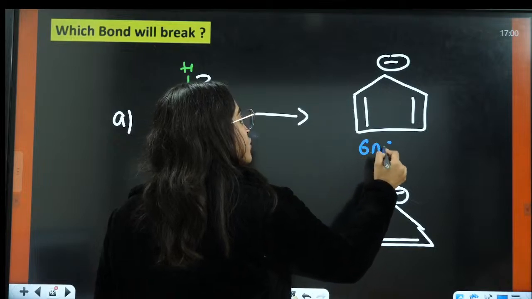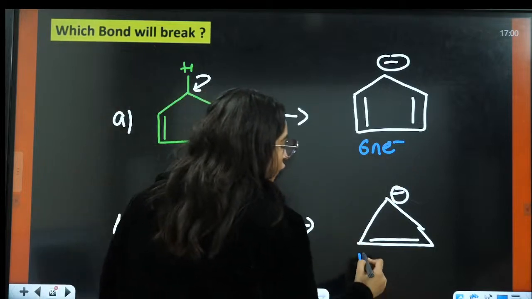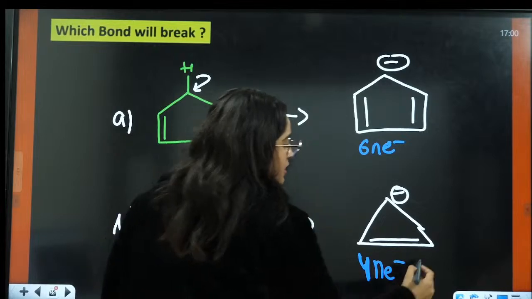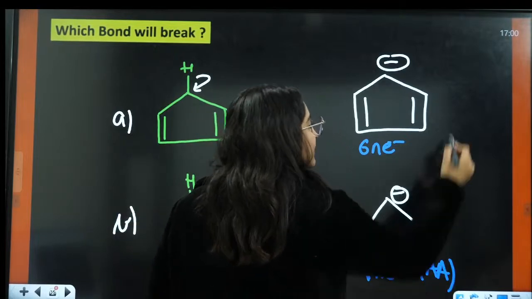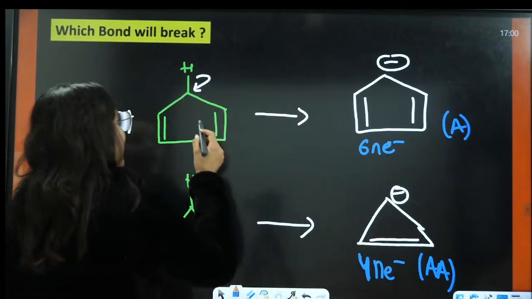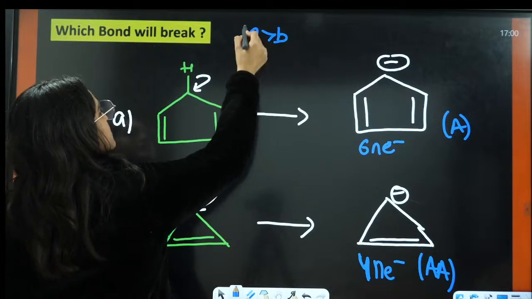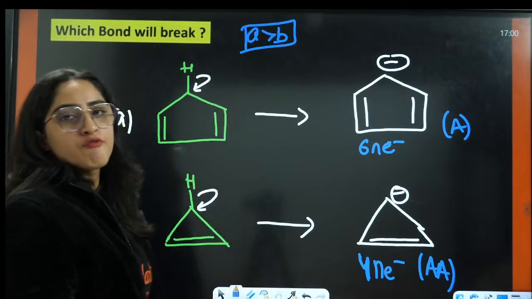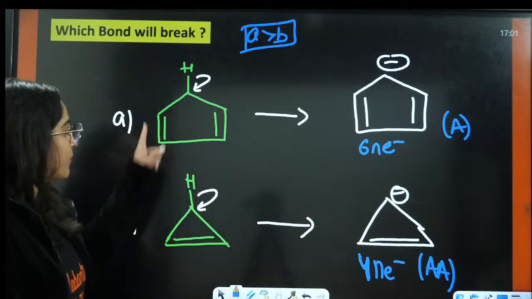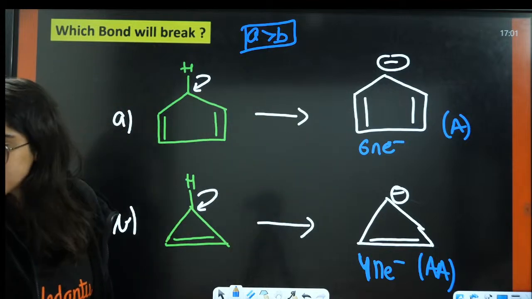This is 6 pi electrons. And here we have 4 pi electrons. So this is anti-aromatic and this is aromatic. So reaction A will be faster than B if we are talking about these kind of compounds.